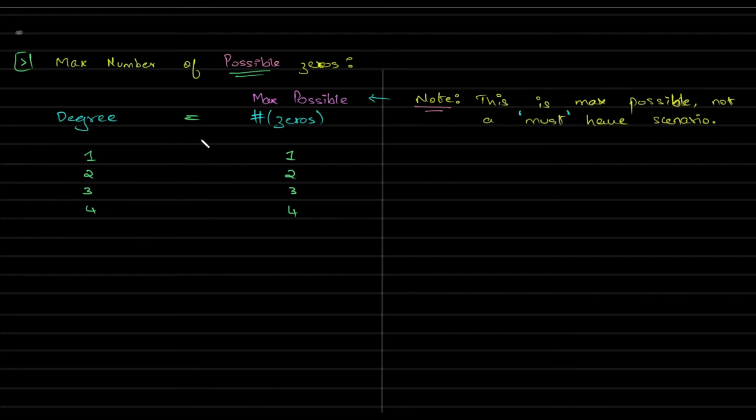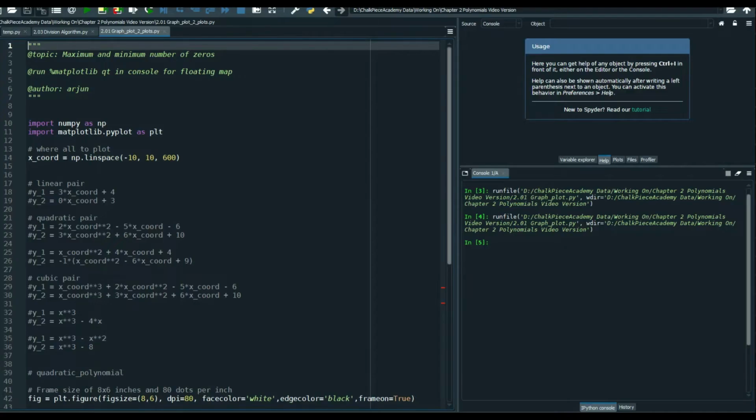But there is a technicality. I've used the word maximum number of possible zeros. What does it mean? Well, the zeros need not be equal to this. I made a note here: this is the maximum possible, not a must-have scenario. So I'll show you an example, then you'll understand.